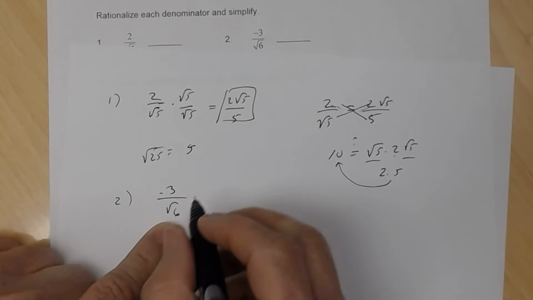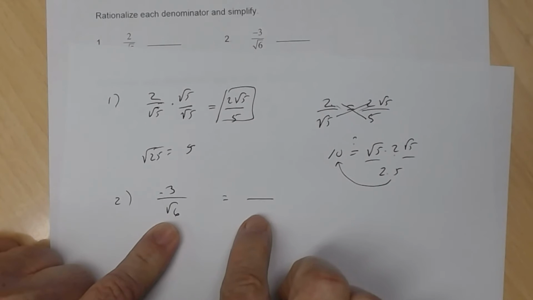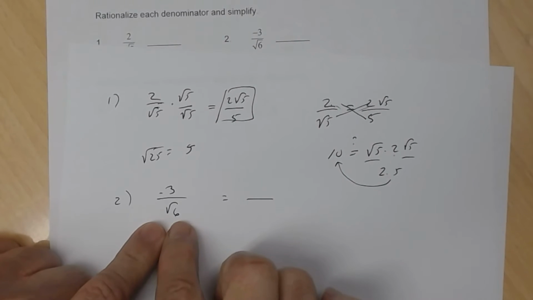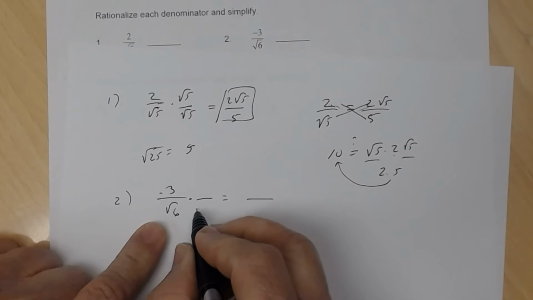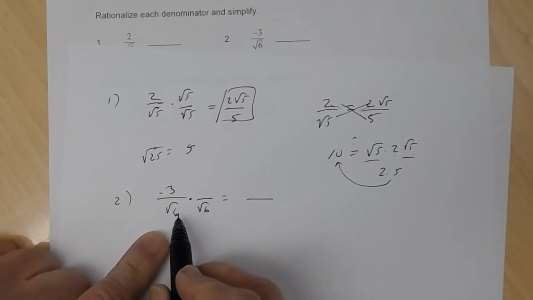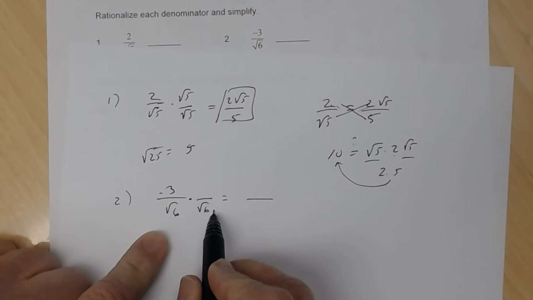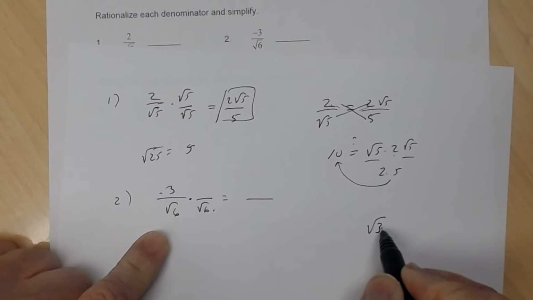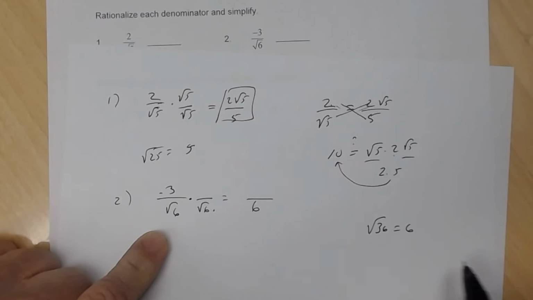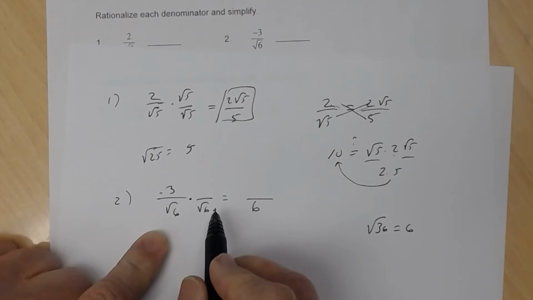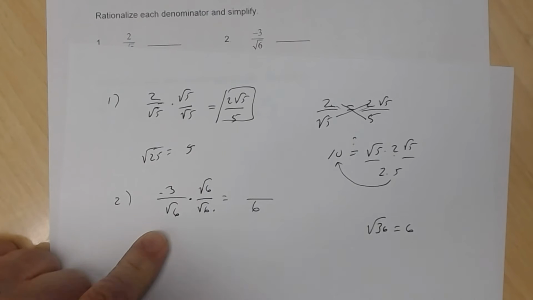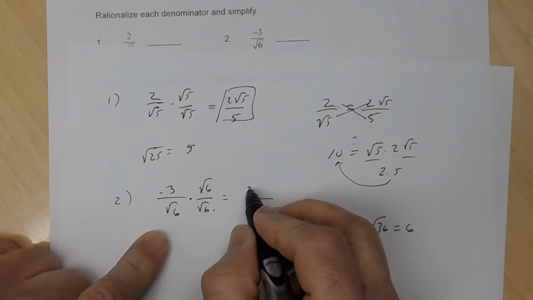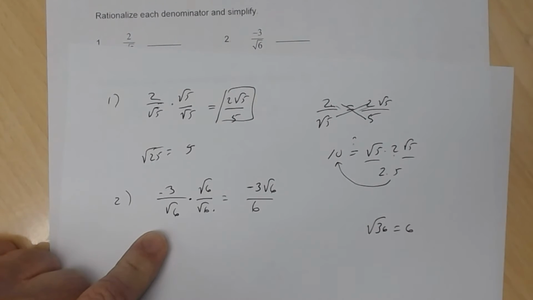To make it rational, I'm going to multiply the denominator by itself. I'm going to say times the square root of 6, because the square root of 6 times the square root of 6 is the square root of 36, which is 6. So now it's a rational number. But what I do to the denominator, I have to do to the numerator. So I get negative 3 square root of 6 divided by 6.